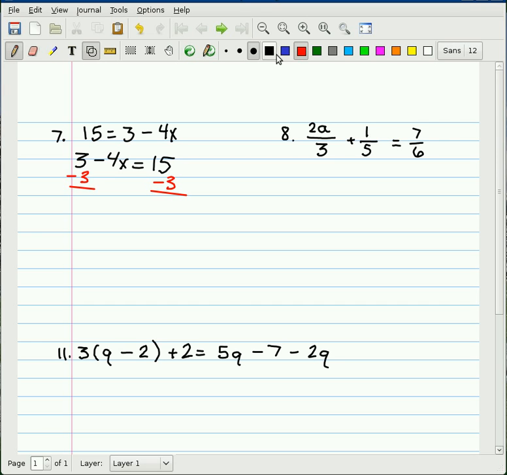When I do that, 3's cancel, and I end up with negative 4x equals 12. Inverse operation for negative 4 times x is to divide by negative 4 on both sides. And when I do that, I get x equals negative 3.